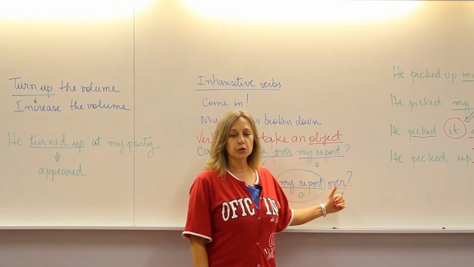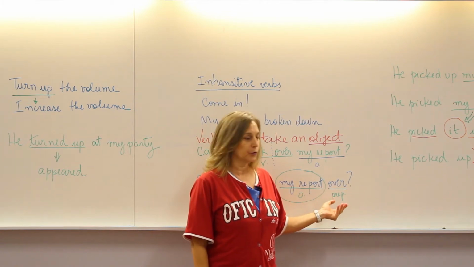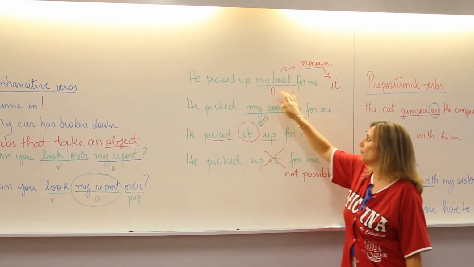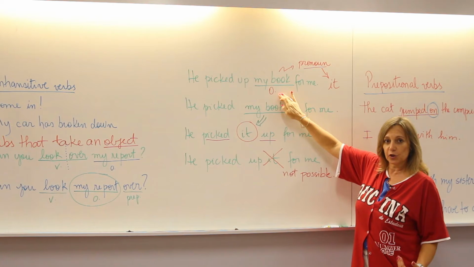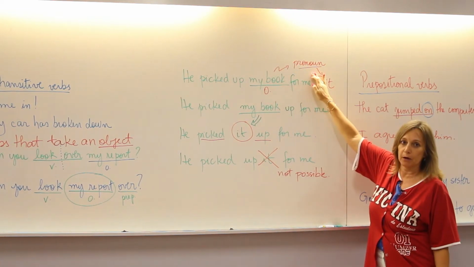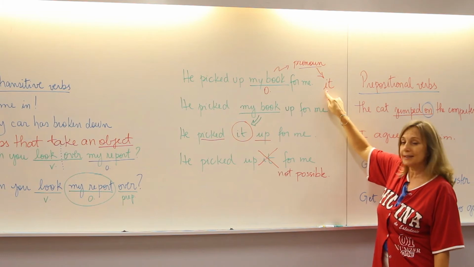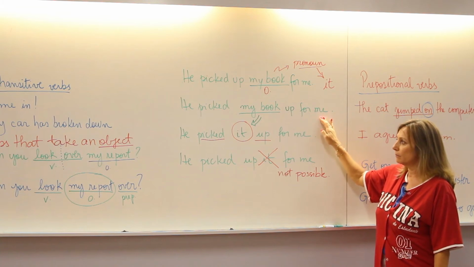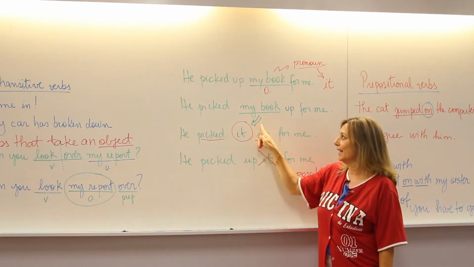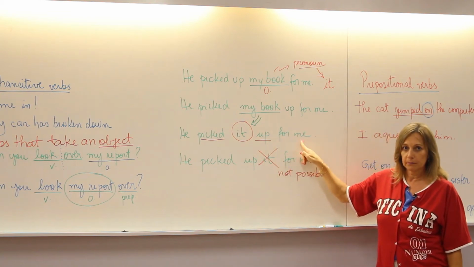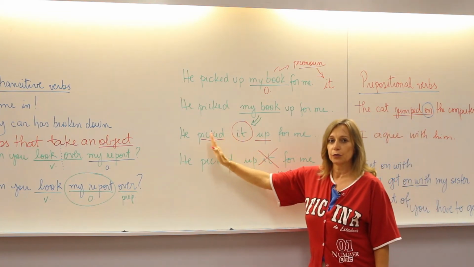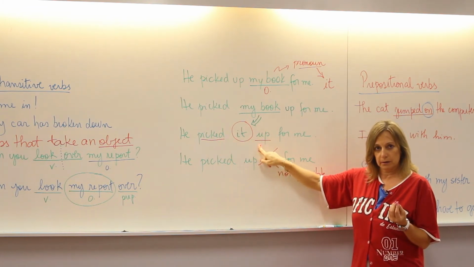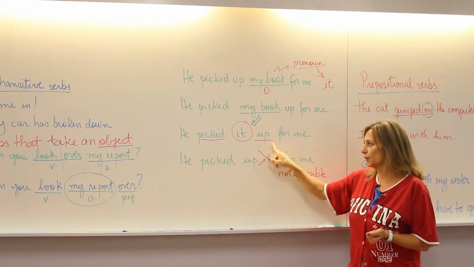Sometimes we want to transform our object into a pronoun. When that happens, for example, in this example, he picked up my book for me. I want this object to be transformed into a pronoun. In this case, my book is it. So he picked my book up for me is another way. So he picked it up for me. The pronoun is going to break the verb in two, and it's going to be between the two parts, between the verb and the preposition.